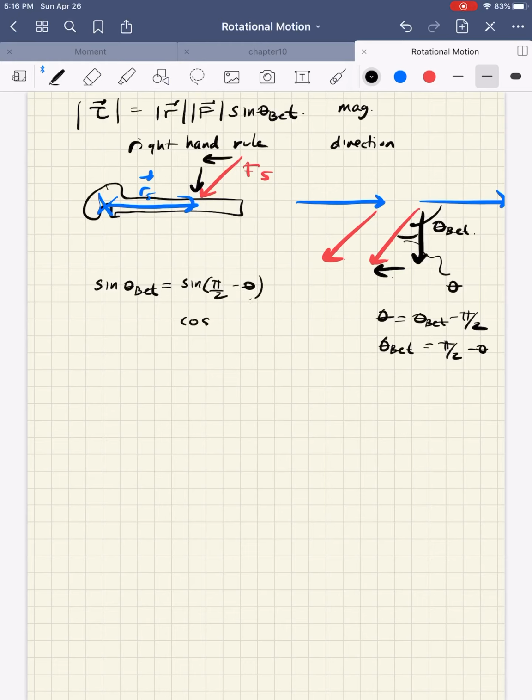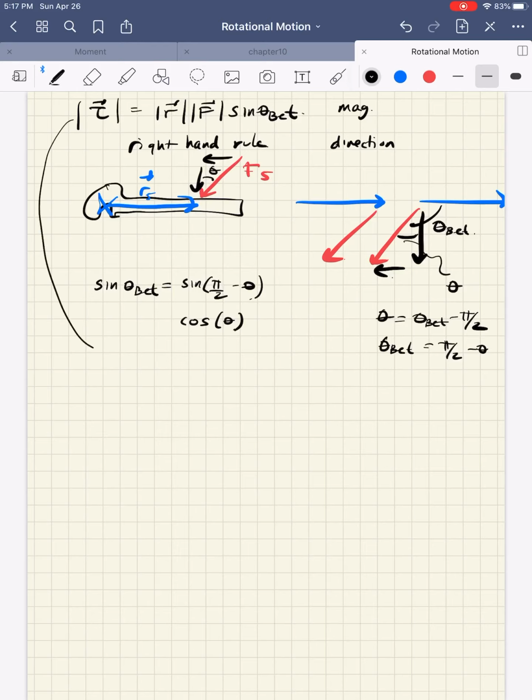This is effectively cosine of theta. That's that angle here, which is the same as this angle here, which is the same as this angle here. So this angle here is theta. And sine of the angle between is actually cosine of theta.